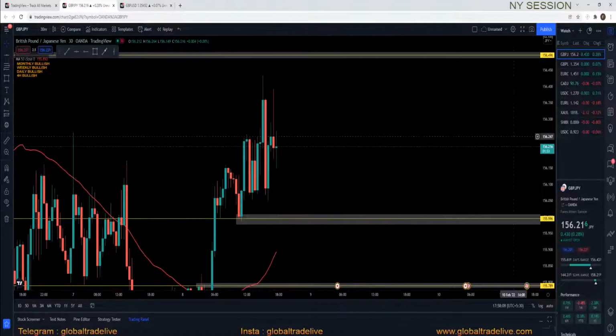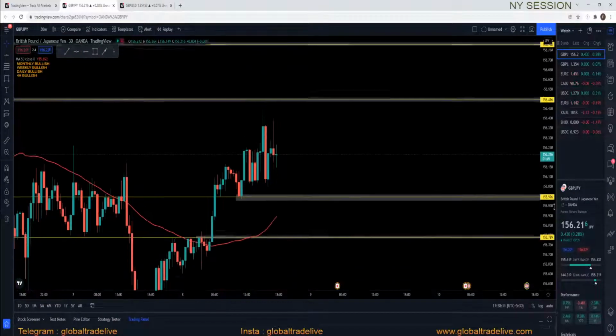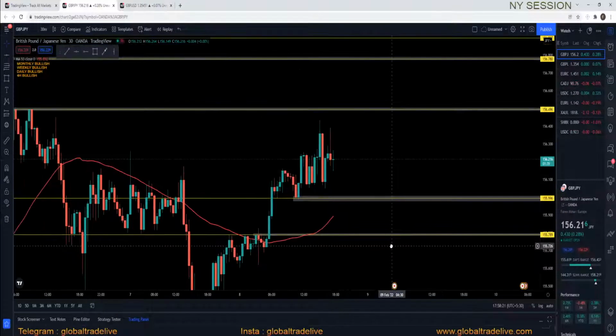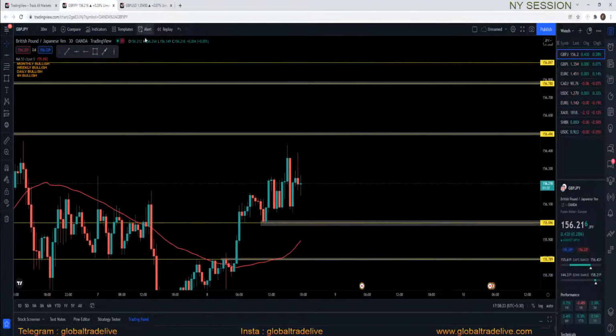So this is a no trading zone for me, and I'm gonna buy above 156.500. I'm gonna sell below 150. Actually, yeah, 156. I'm gonna sell below that. So let's see what happens.